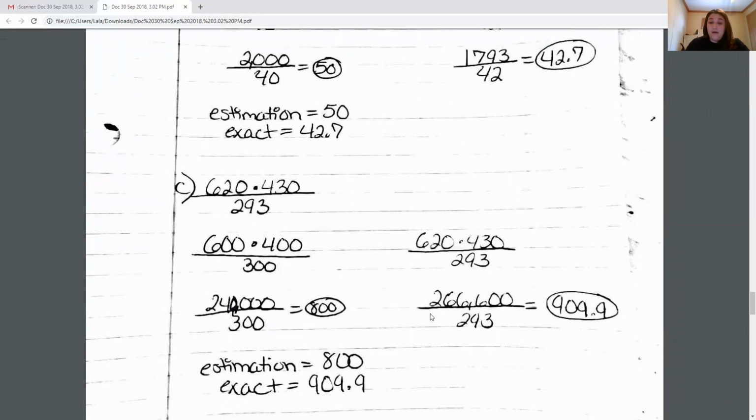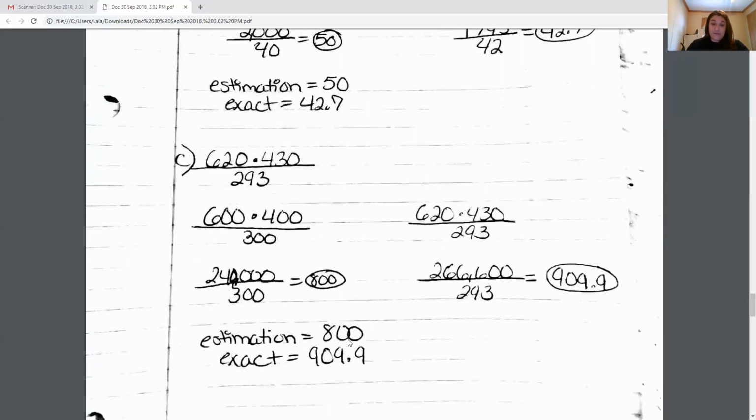Now to work the exact problem, we have 620 times 430 divided by 293. 620 times 430 gives us the number of 266,600 divided by 293 gives us the exact number of 909.9. So here's our estimation. Our estimated number is 800 and the exact number is 909.9. When you're working with the higher numbers, there's bound to be a bigger gap in the estimated and the exact numbers. So don't worry, but you can always double check your work.